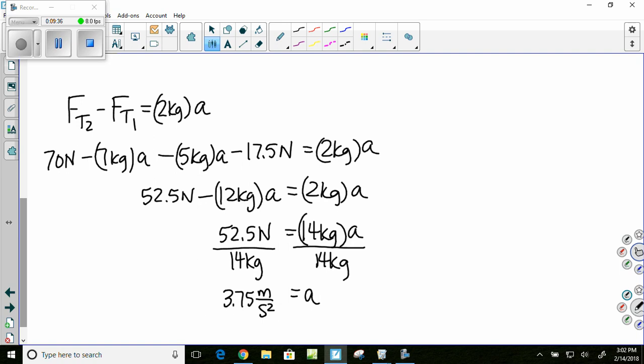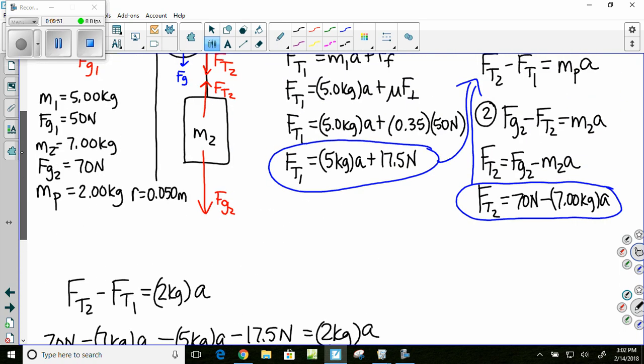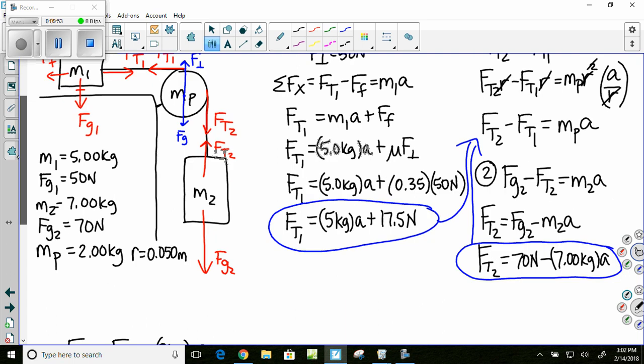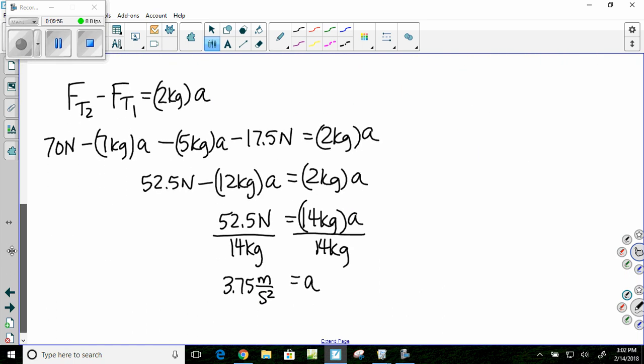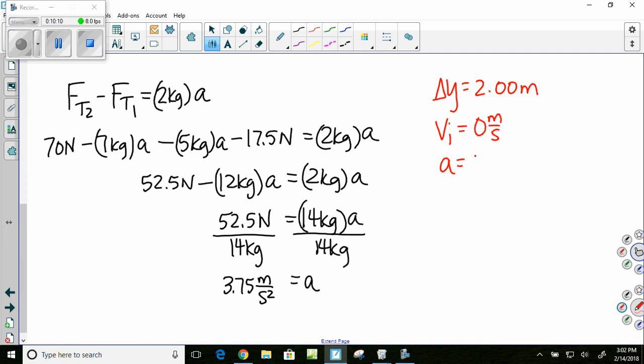And I think the distance was 2 meters. Yes, the distance was 2 meters. So the whole thing is going to fall 2 meters, and I have to figure out what the velocity is. So here is my list of knowns. My delta y is going to be 2 meters, and I have it as positive because I've had the direction of motion positive the whole time. The initial, we're going to assume it's starting from rest. We have our acceleration from all that work we did just a second ago. And now we're trying to find V final.